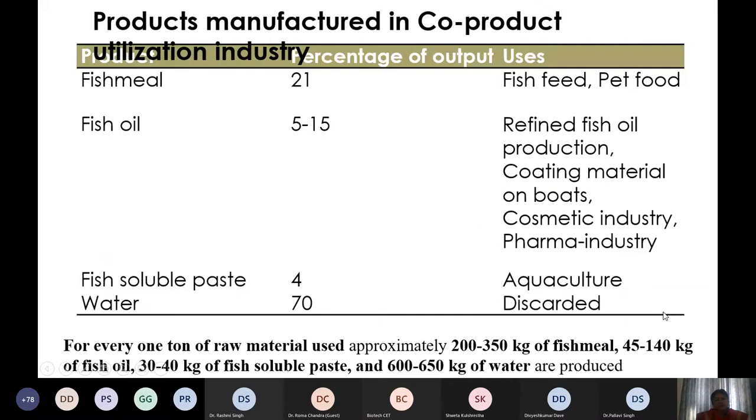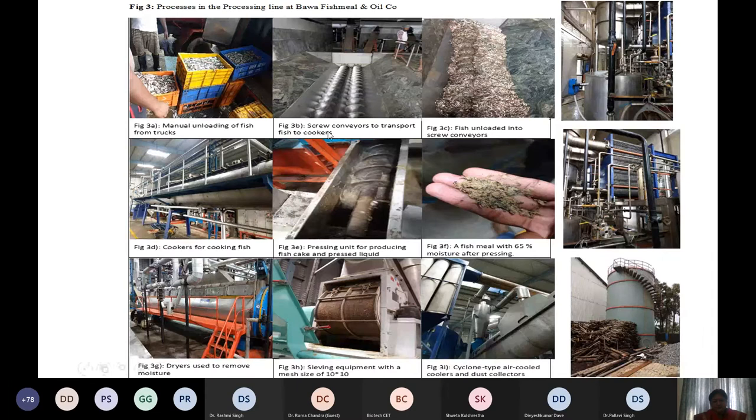So around 21% is produced as fish meal, 5 to 15% as fish oil, and 4% is converted to soluble paste, and the rest is water, which is discarded. So this is the industry which converts the fish raw material, and here you can see it being converted into fish meal, which is used for fish feed.